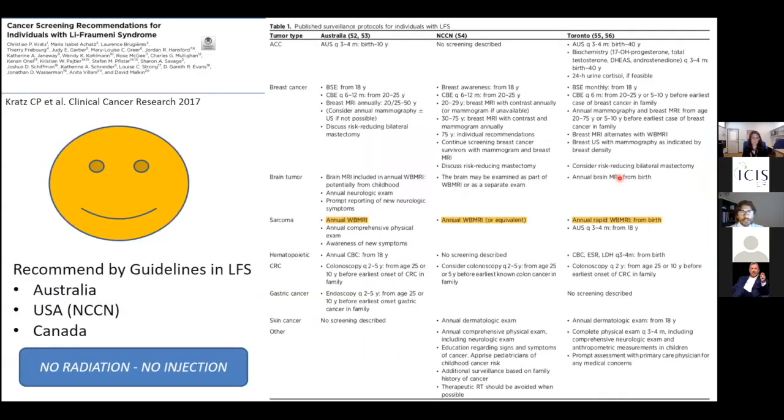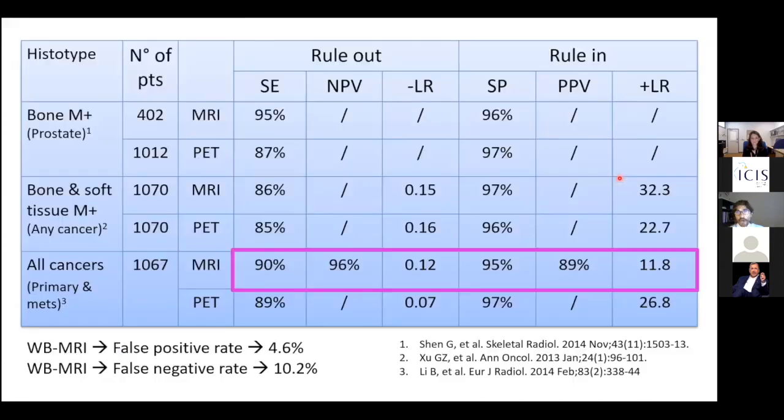for the incorporation of annual screening with whole body MRI into NCCN guidelines, Australian guidelines, and Canadian guidelines for people who are carriers of any syndrome. Because on one hand, we have an examination that is 100% safe because it uses no radiation and no injection of contrast agent is needed. On the other hand, we have in our hands a tool which works quite well.